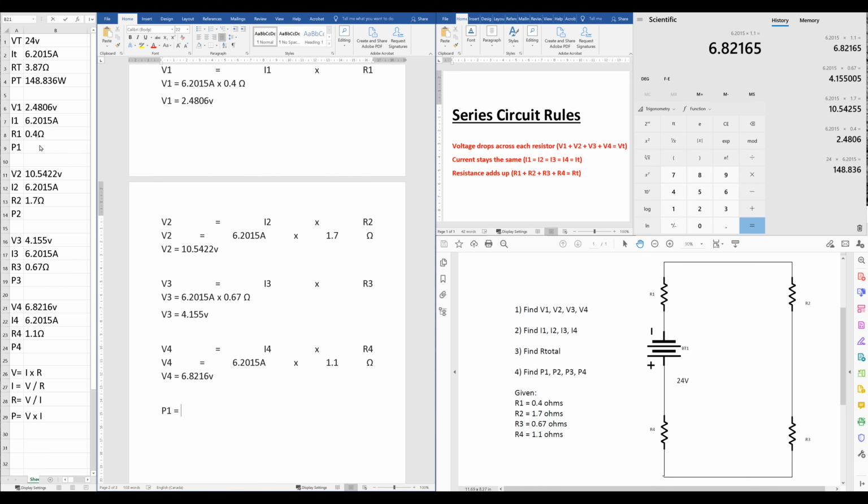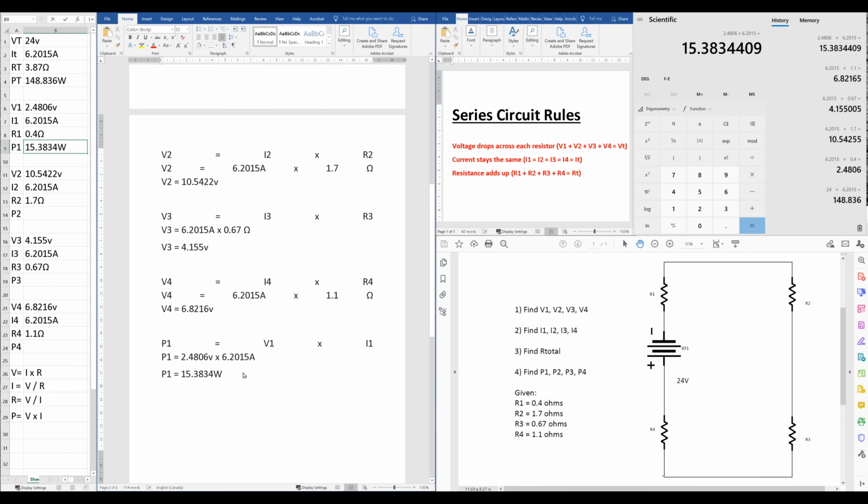Okay, now that we've found all of our voltage drop totals across each resistor here in this series circuit, we can go and solve for the power totals as well, and I've included that on the bottom here, P equals V times I, so power equals voltage times current, and we measure power in watts. So I'll do the first one, P1 equals our voltage 1 of 2.4806 volts, times our current one, which is of course always the same, giving us our P1 of 15.3834 watts.